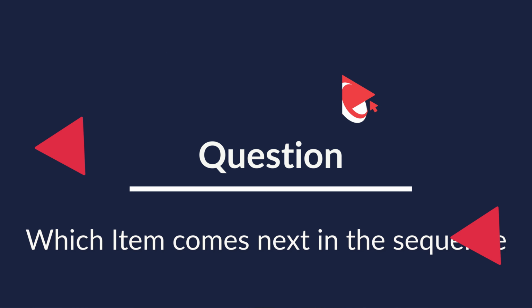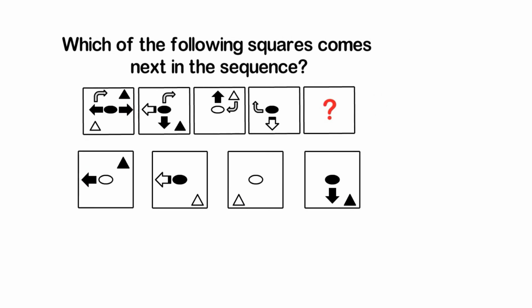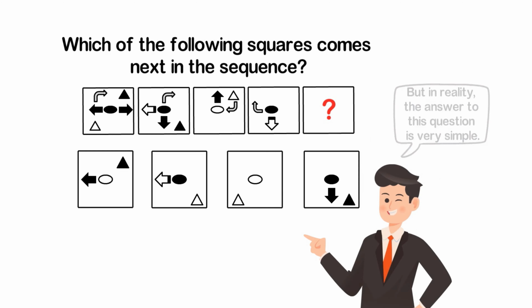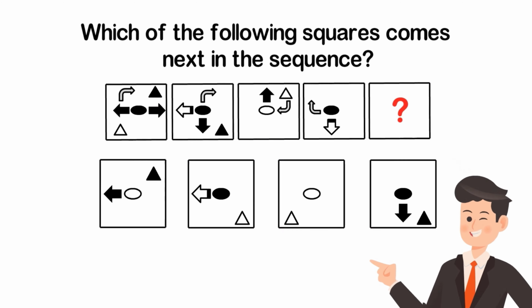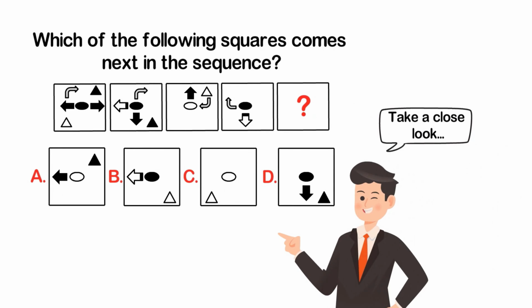Here's a question that on the surface seems very, very hard to solve. But in reality, the answer to this question is very simple. You're presented with 5 different squares. Squares 1 through 4 have shapes inside, and you need to determine the missing square 5. You're presented with 4 different choices: A, B, C, and D. Take a close look to see if you can come up with the correct answer.